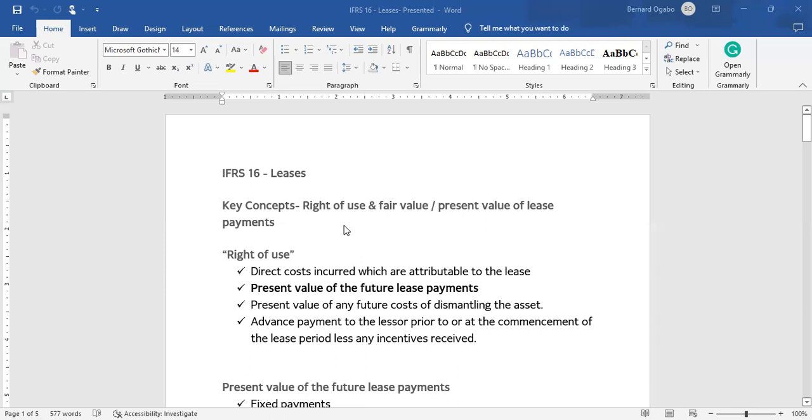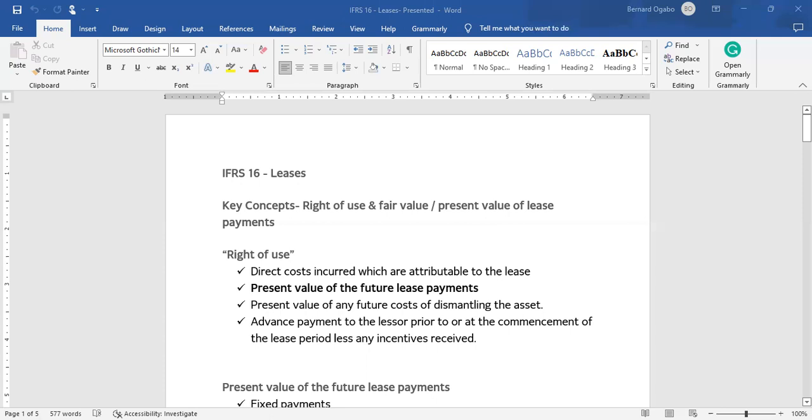Number one, the direct cost incurred attributable to the lease. Like before you enter this lease, if you pay legal fee, consultation, any legal or professional fee that you pay just because you want to enter into this lease is a direct cost. Number two, present value of future lease payment. I highlighted it because it's one of the things you need to look for to be able to answer questions in leases.